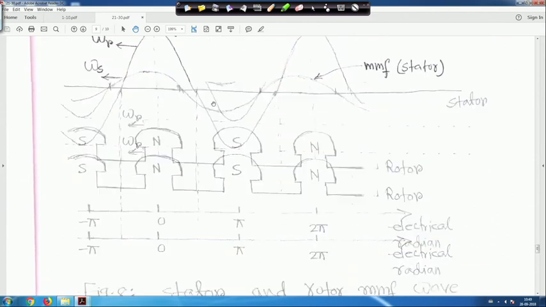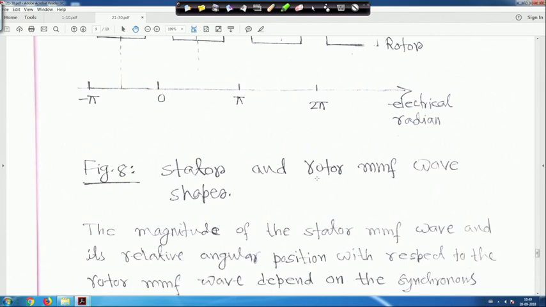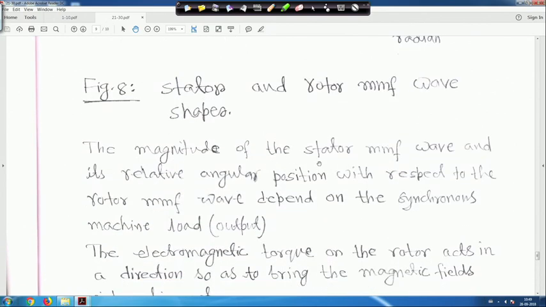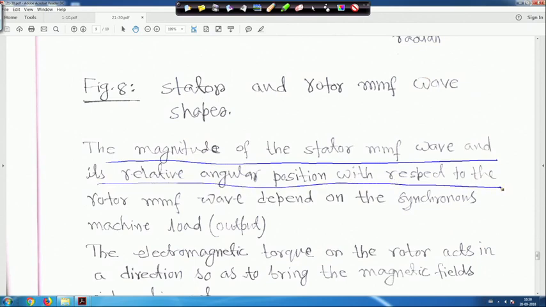In this case, the magnitude of the stator MMF wave and its relative angular position with respect to the rotor MMF wave depend on the synchronous machine load. I believe you have studied this in your machine studies: the magnitude of the stator MMF wave and its relative angular position with respect to the rotor MMF wave depend on the synchronous machine load, that is the output.